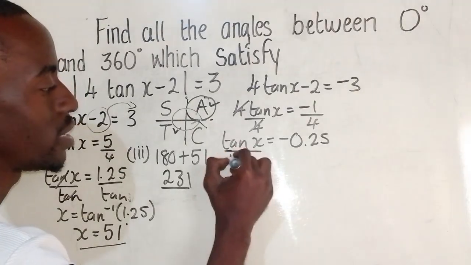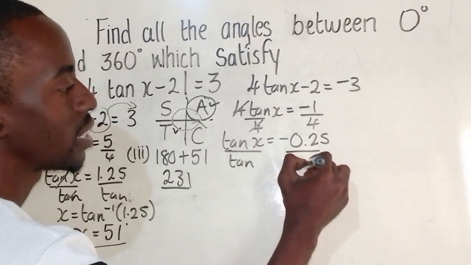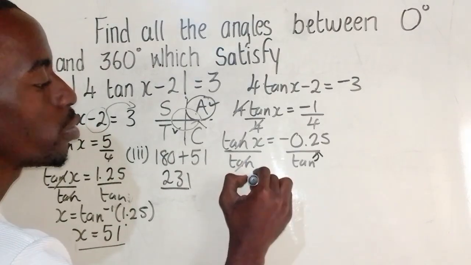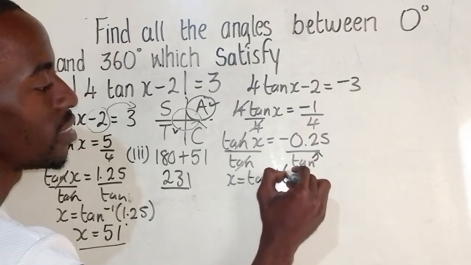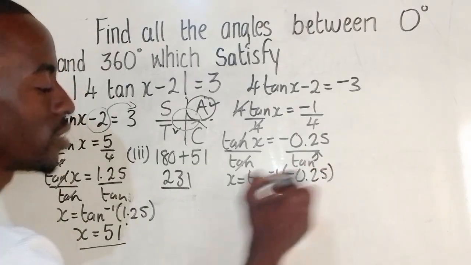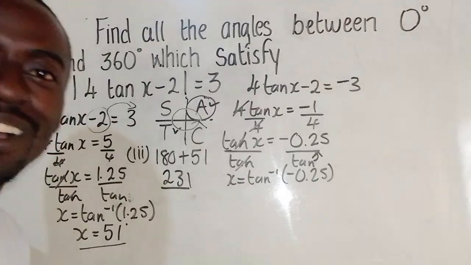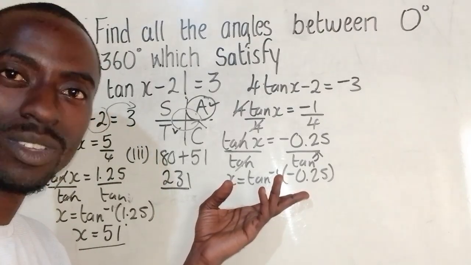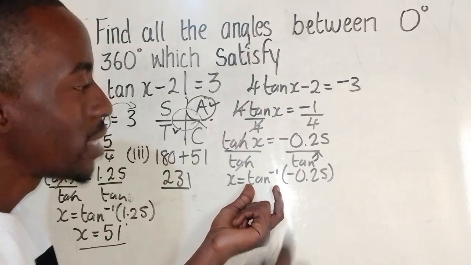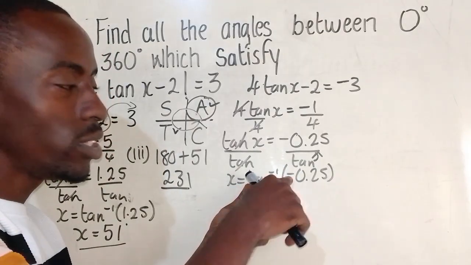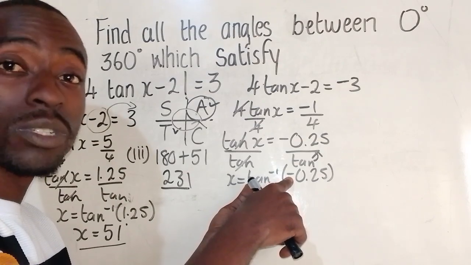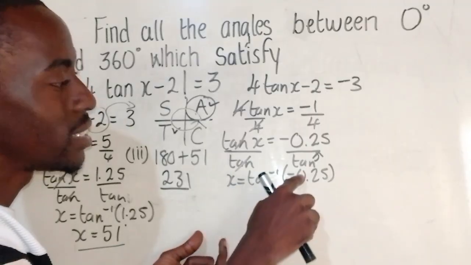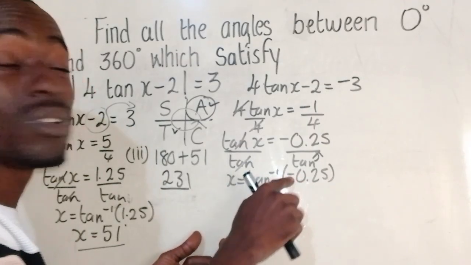So we divide by tan, and you cancel out. x is equal to, when tan moves to the other side, it will be tan inverse of negative 0.25. I hope you are following. So we continue. At this stage, you press shift on your calculator, then tan. Now you press 0.25. Don't press the negative, because the angle is supposed to be positive. You ignore the negative.